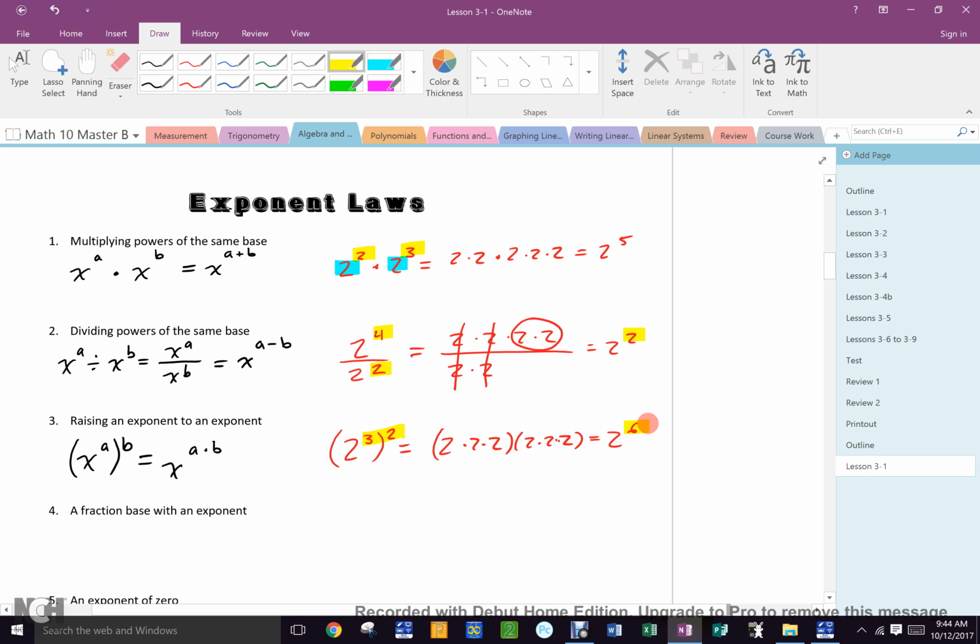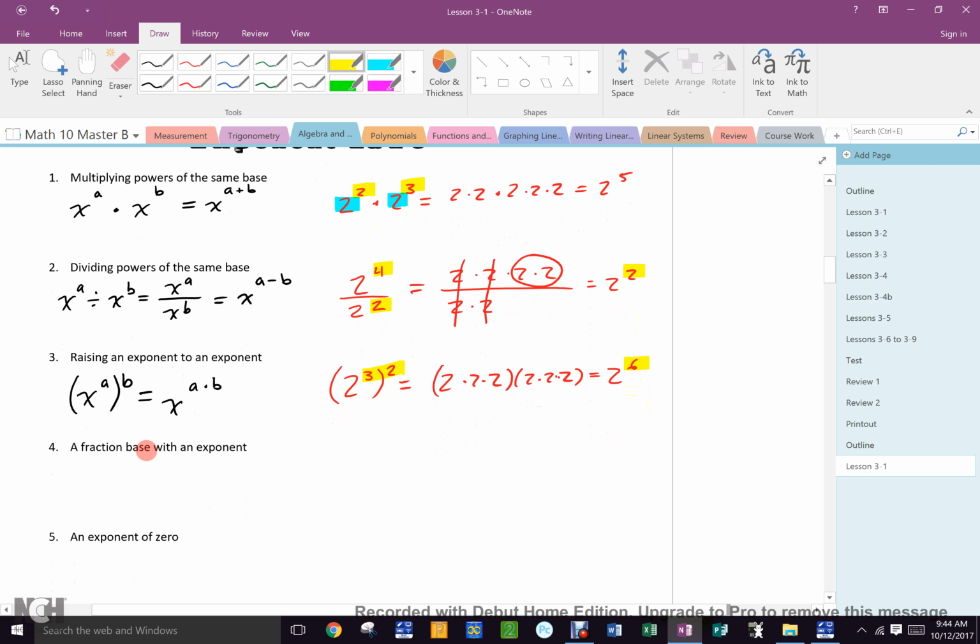Is everybody good to there? Everyone should have seen this in the 9th grade, at least the stuff in red. Did you all? Excellent. Did you see a fraction base, x over y to the a? Did you see that in the 9th grade? Okay. So what do we do? Where does that a go? It goes to everything. Cool?